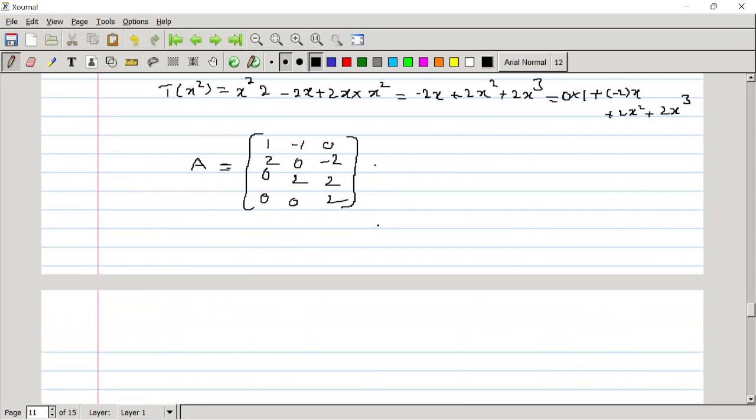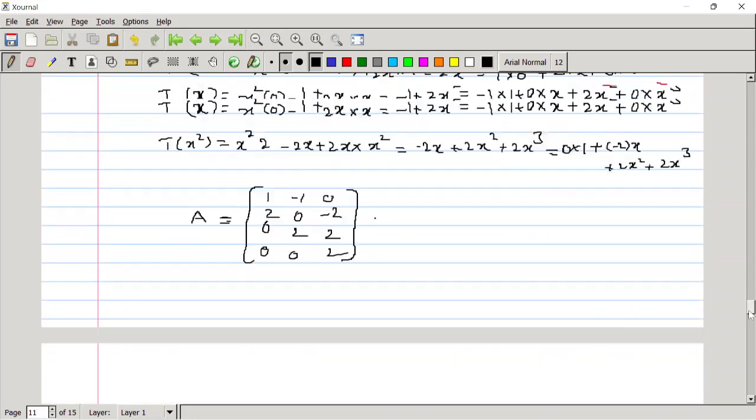So the question asked here is the sum of the elements in the third row of A.